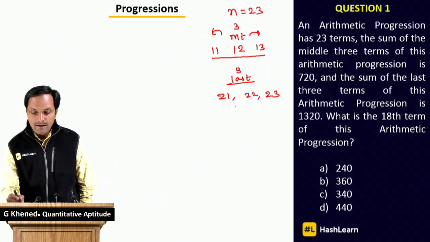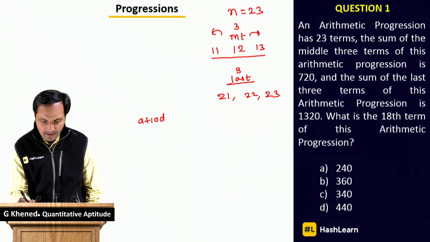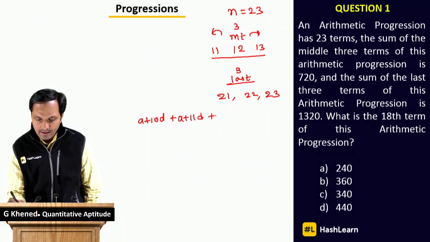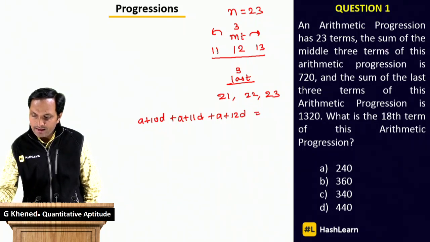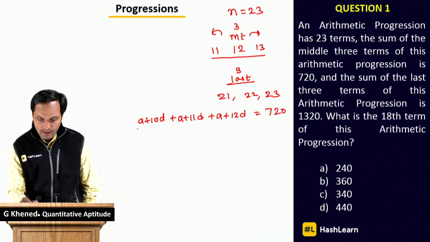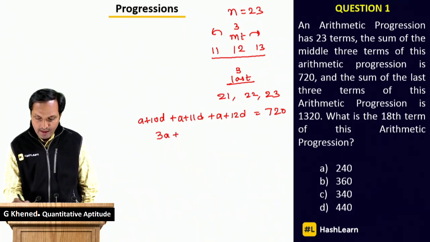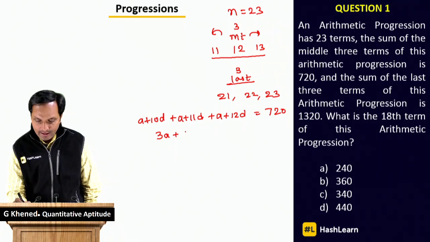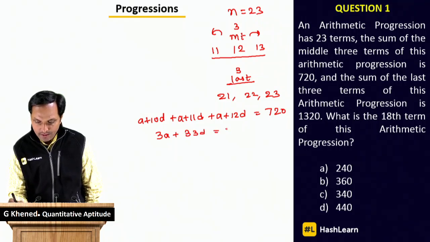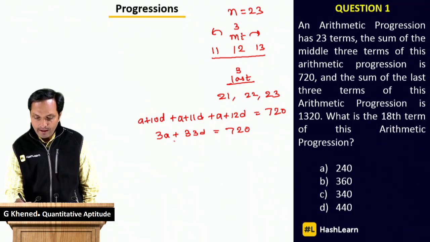So you know that the 11th term is A plus 10D, the 12th is A plus 11D, the 13th is A plus 12D. The sum of the middle 3 terms is 720, so you can take it as 3A plus 10, 20, 30, that will give you 33D is equal to 720. You can treat this as number 1.